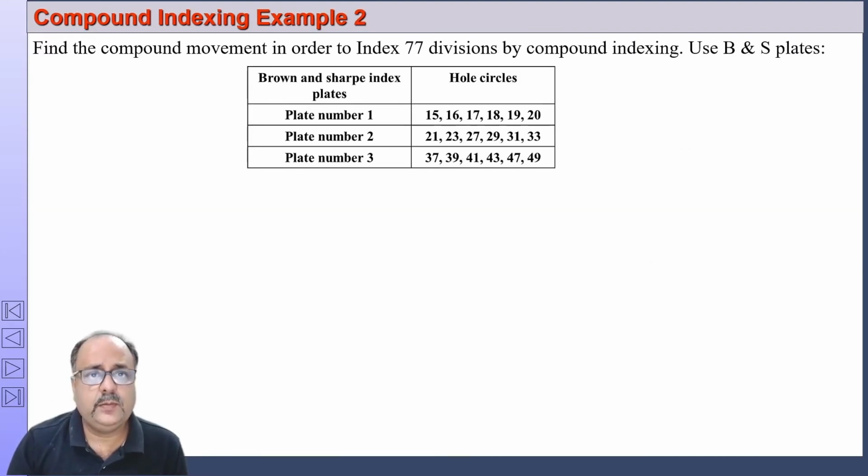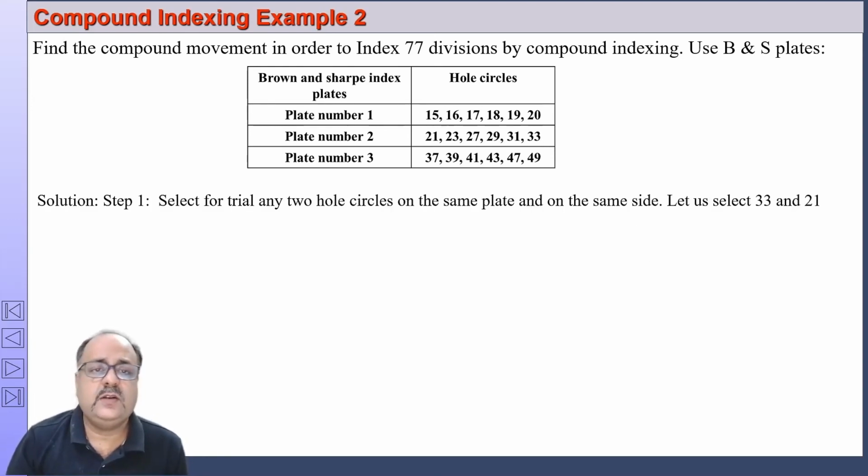Okay, the next problem, we have to divide 77 divisions. The factors that come to my mind are 7 into 11. So we have to select two hole circles which have factor 7 and factor 11. 11 has 33, so obviously 33 has to be there, and for 7 we can select 21 only, no other is possible. So 33 and 21.